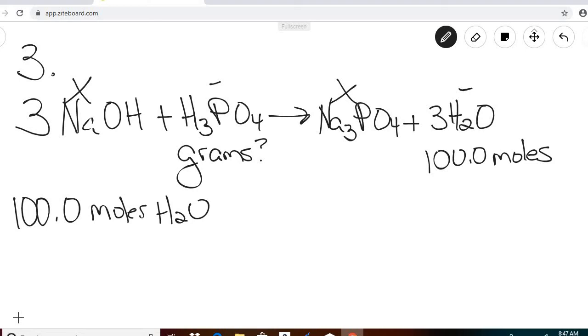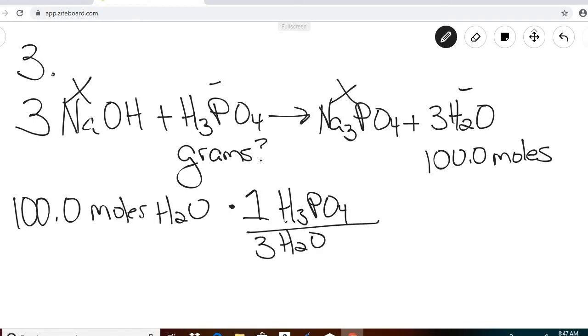And we are interested in the H3PO4, and we can see that there is 1 H3PO4 for each 3 waters. Okay, so waters cancel, and you'll be left with moles of H3PO4. So 100.0 divided by 3 times 1 divided by 3, we can have 4 significant figures. So it's going to be 33.33 moles of H3PO4.